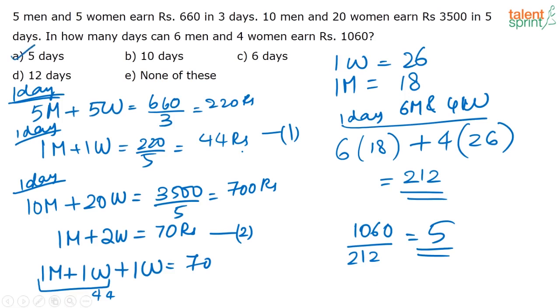Very easy, no? Only thing, if you rearrange it correctly, solving becomes very easy. Only these two multiplications will be left. This division and multiplication, that's all you have to do here. Is it clear? Yeah, let's move on to the next one.